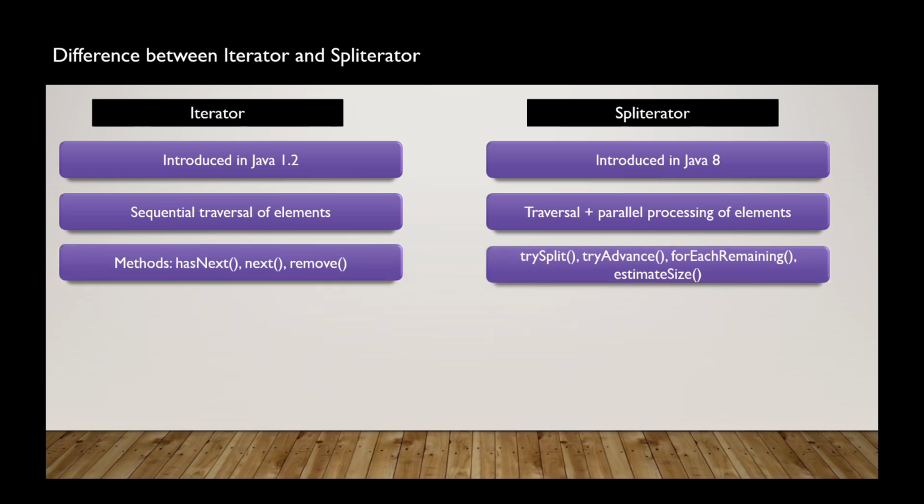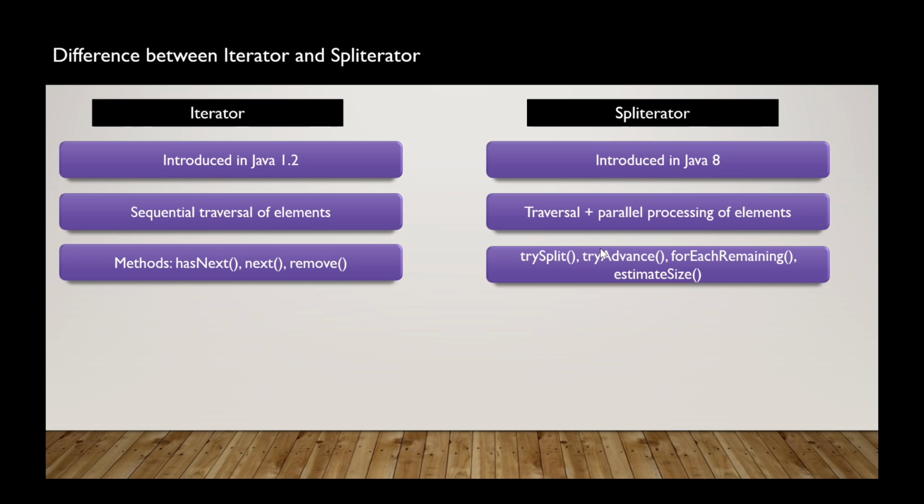Here, the methods of Iterator are hasNext, next, and remove. hasNext will return a boolean whether an element is present or not, next will give you the next element, and remove will remove it from the collection.